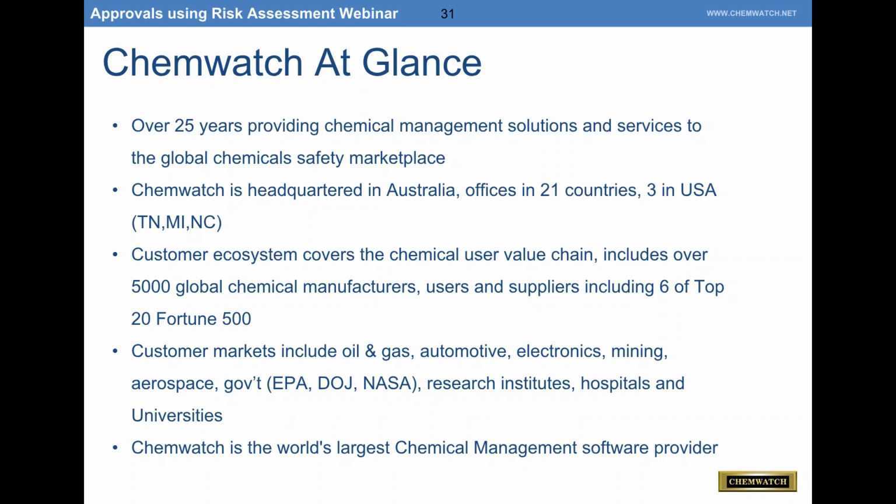So anyway, just a little about Chemwatch. We've been in business over 25 years, actually almost 30 now. I should change my slide. We do have 21 offices. We're an international company. 6 of the top 20 Fortune 500 companies have our products. Markets include oil and gas, automotive, mining, aerospace. And we are the world's largest provider of chemical management software.